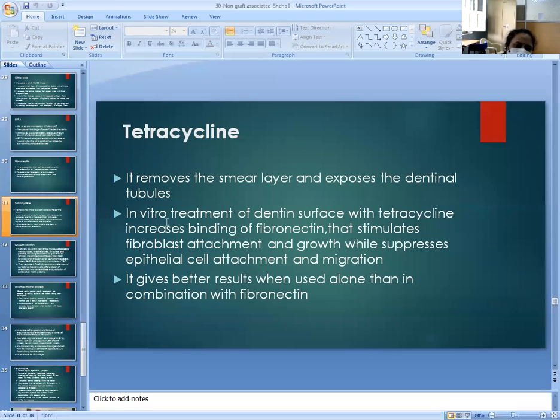Then another method which we use routinely in our clinic is tetracycline powder for root biomodification. It removes the smear layer and exposes dentinal tubules. In vitro treatment of dentin surfaces with tetracycline increases binding of fibronectin, which stimulates fibroblast attachment and growth, which suppresses epithelial cell attachment and prevents migration. It gives better results when used alone than in combination with fibronectin.